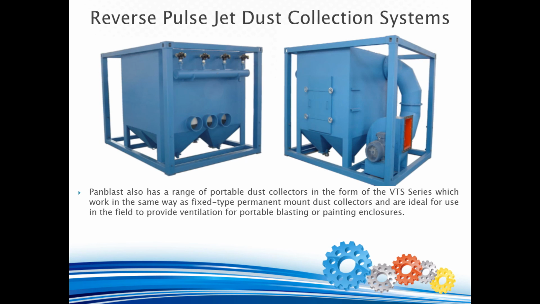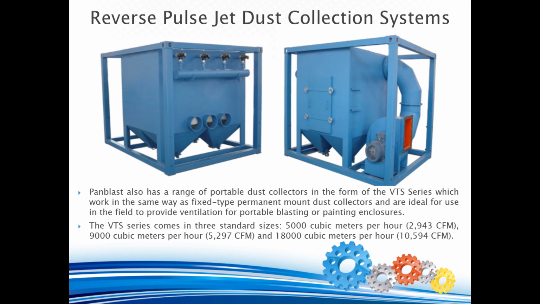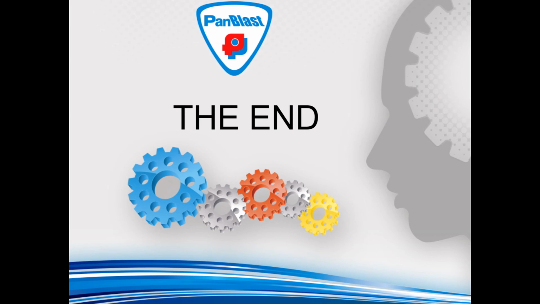PanBlast also has a range of portable dust collectors in the form of the VTS series, which work in the same way as fixed-type permanent mount dust collectors and are ideal for use in the field to provide ventilation for portable blasting or painting enclosures. The VTS series comes in 3 standard sizes: 5,000 cubic meters per hour, 2,943 CFM; 9,000 cubic meters per hour, 5,297 CFM; and 18,000 cubic meters per hour, 10,594 CFM.